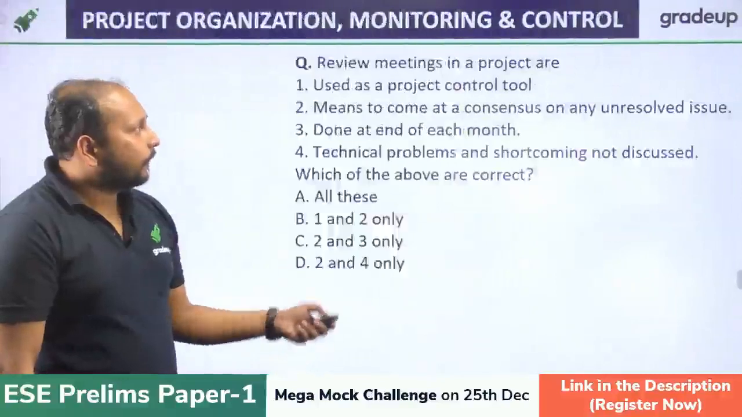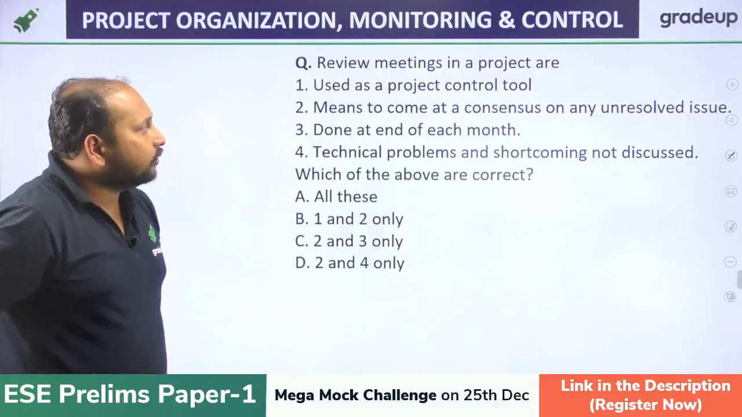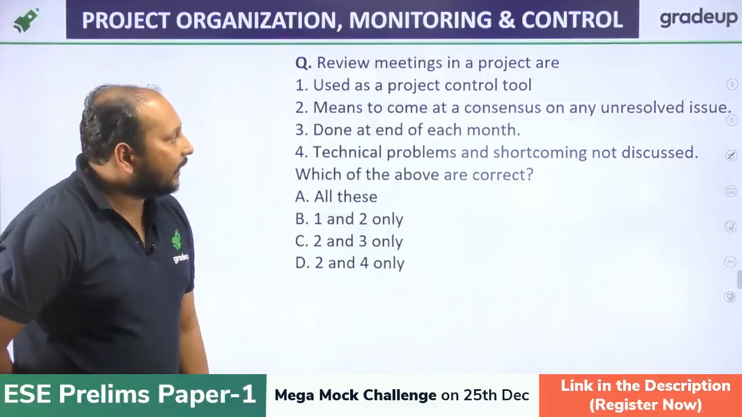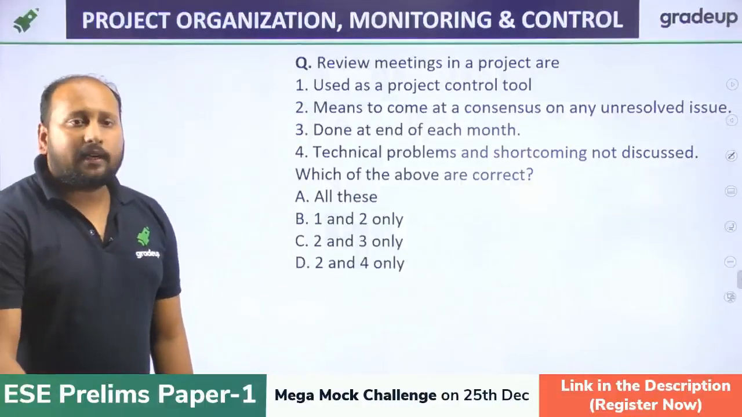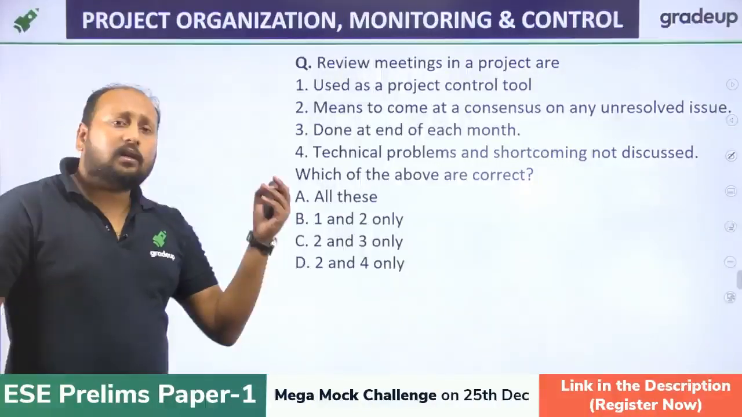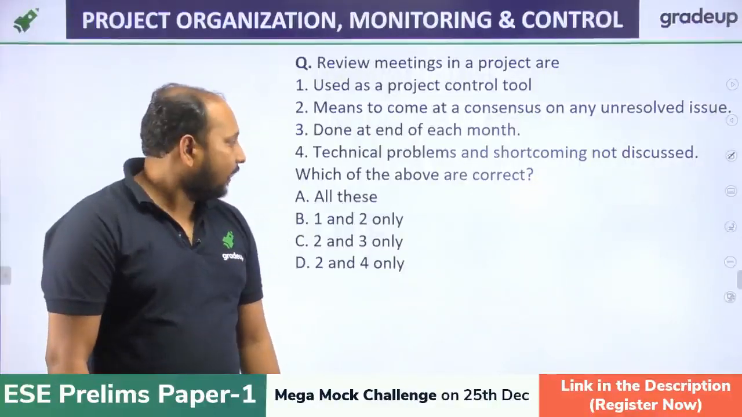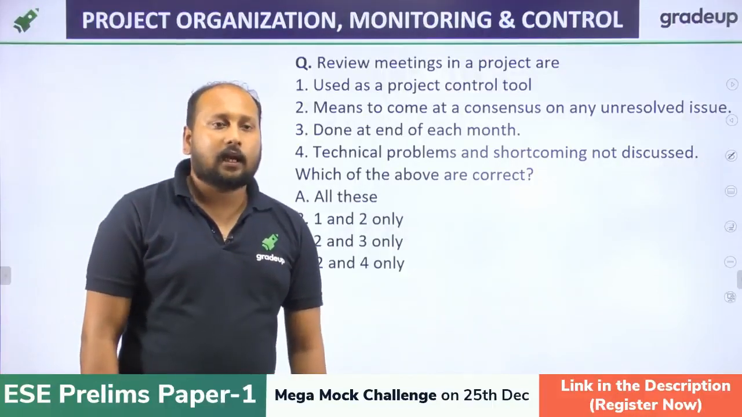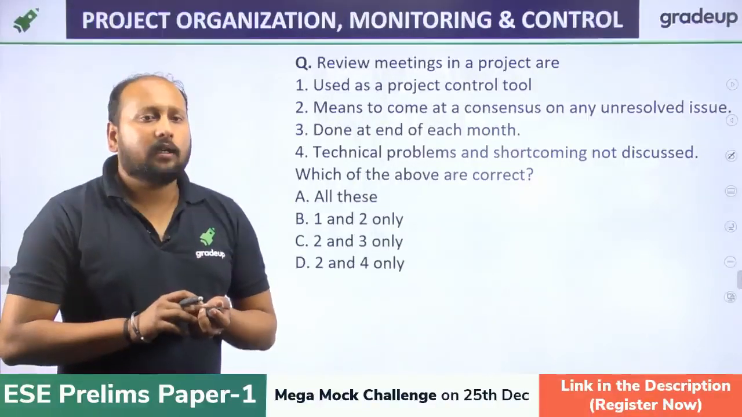Okay, let us move. Next question. Review meeting in a project is used as a project control tool, means to come at the consequences of any unresolved issue, done at each month, technical problems and shortcomings not discussed. Quickly tell me the answer. Without studying the review meeting also you can solve this question. A and B. Okay, let us see. I'm getting two answers. Chiranjeevi, B, Rahul, A. Sridhar, Pradeep, Jagdish, respond. What should be the answer?